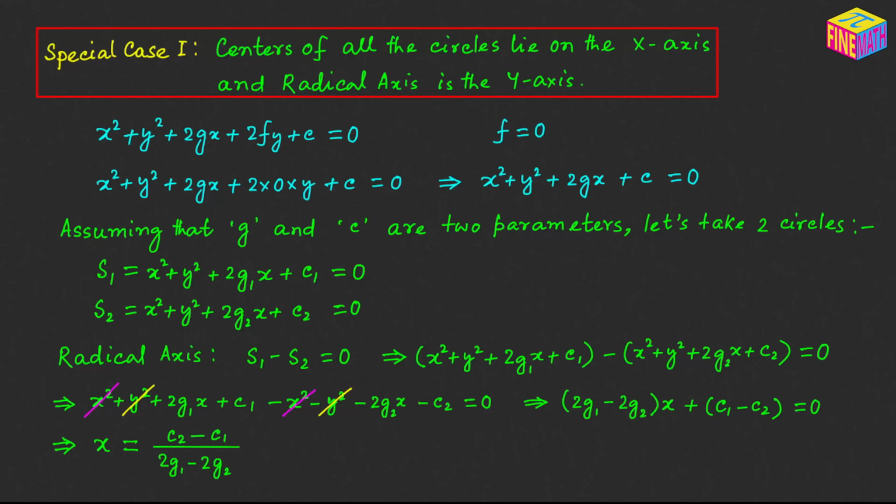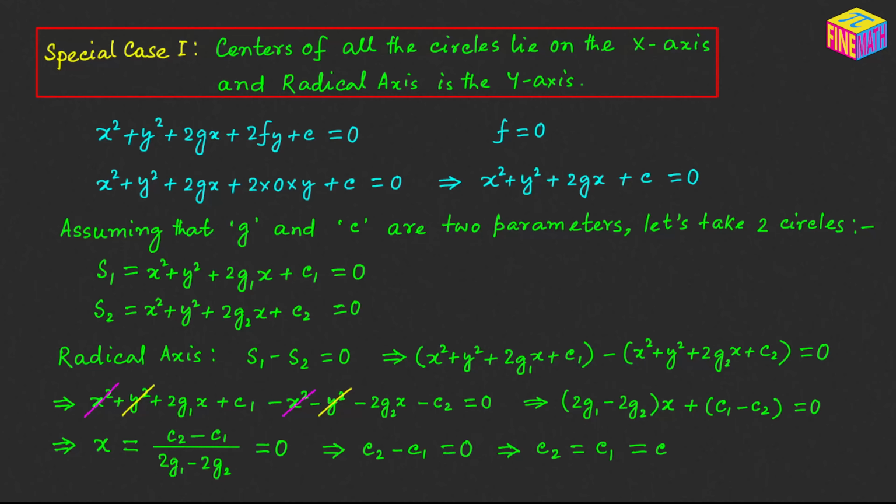So if we assume that this radical axis is nothing but the y-axis, then we can say that it will be x equals 0. That means this particular value should be equal to 0. And from there we can say c sub 2 minus c sub 1 will be equal to 0, which means c sub 2 equals c sub 1. And let's assume that it is some constant c.